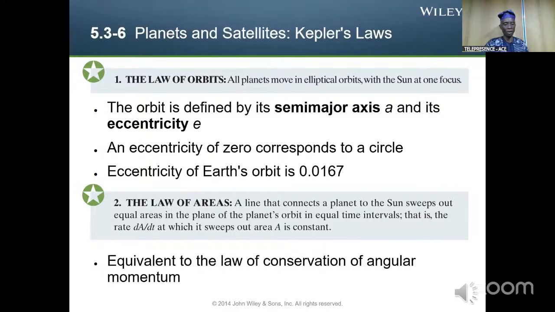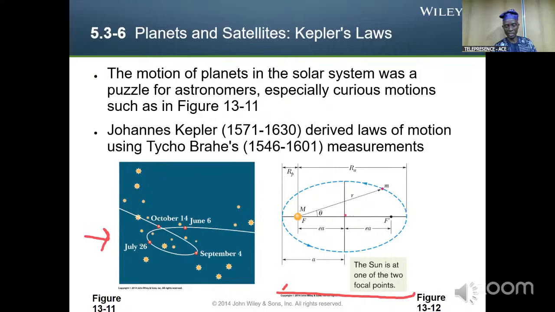So the orbit is defined by this semi-major axis A and its eccentricity. So the eccentricity of the Earth orbit is 0.0167. Please note that figure, 0.0167. If it was 0, it would be a perfect circle. If it were longer, then the ellipse would be more elongated. And as it moves around, you have points where the planet is closest to the sun. Let me move back up one slide. Near here, this is the perihelion.